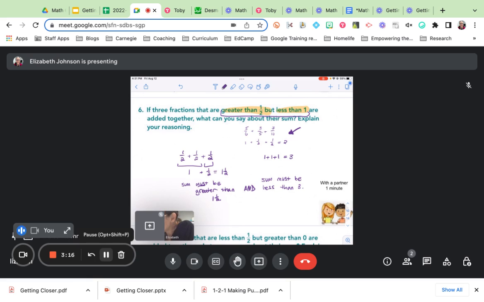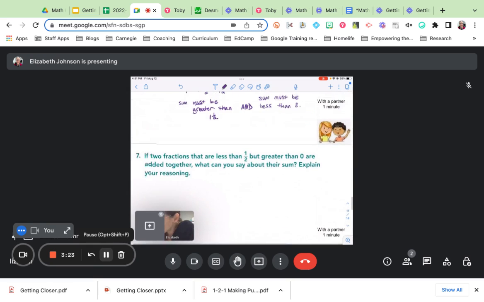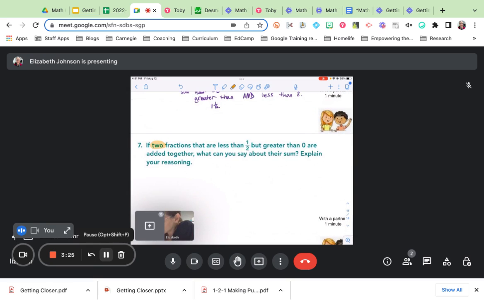Now, I want you to work with a partner to think about this one. What if two fractions, let me highlight that, two fractions that are less than 1/2 but greater than 0 are added together? What can you say about their sum? Pause the video and talk. Let's change this. We don't want to talk for 1 minute. We want to talk for at least 3 minutes with a partner. And then hit play when you're ready to talk about what you talked about with your partner.